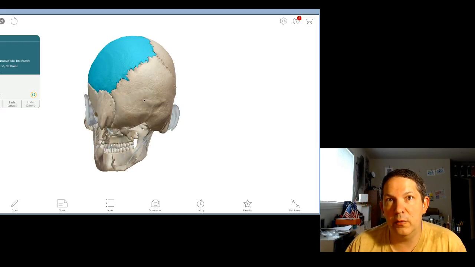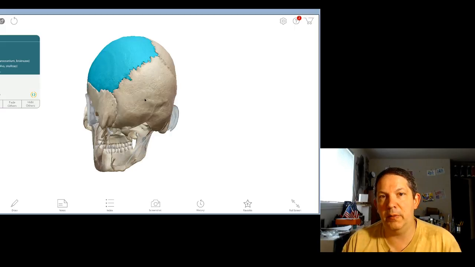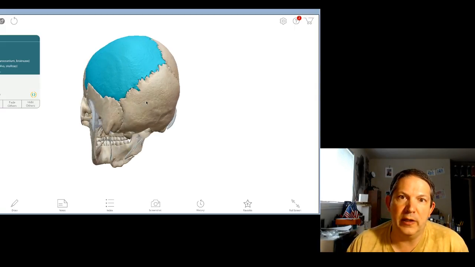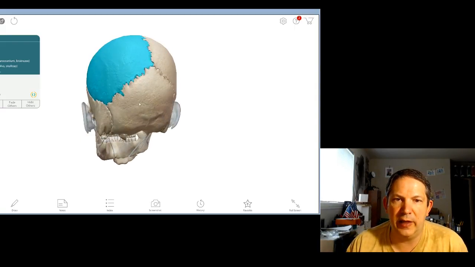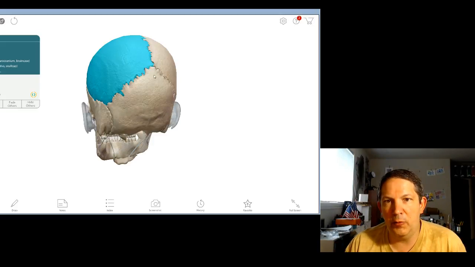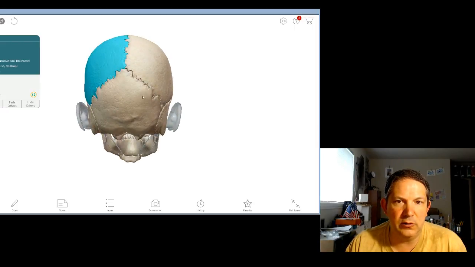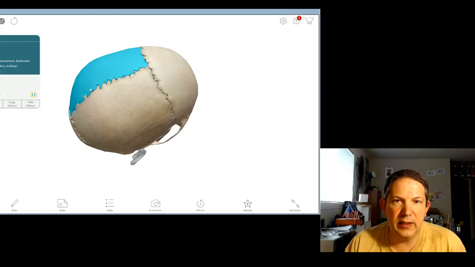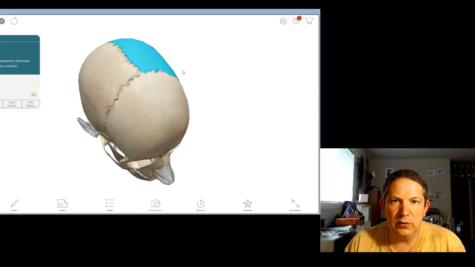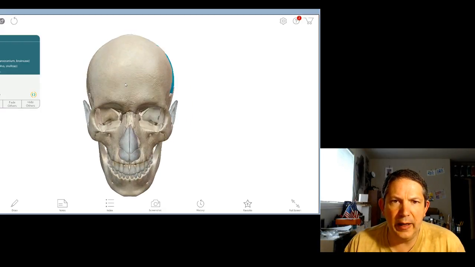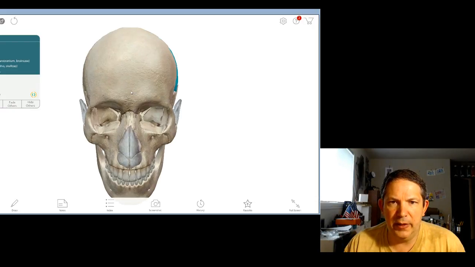So oid, we'll be seeing a lot of oids when we hear about bony landmarks, and oid is basically like something. So this lambdoid would be like lambda. Lambdoidal, the al just makes it into an adjective. So lambdoidal suture, sagittal suture, coronal suture.